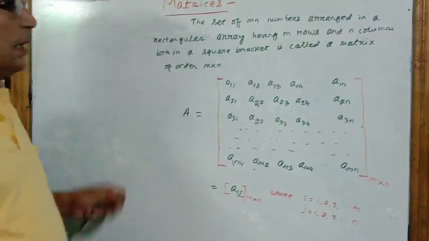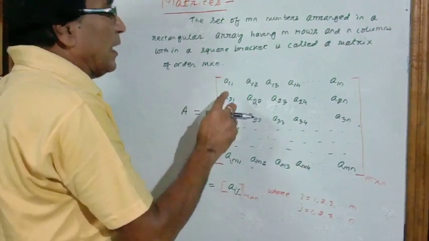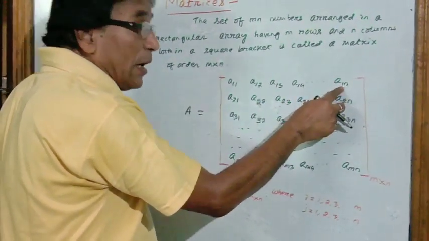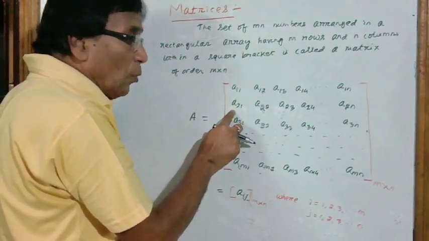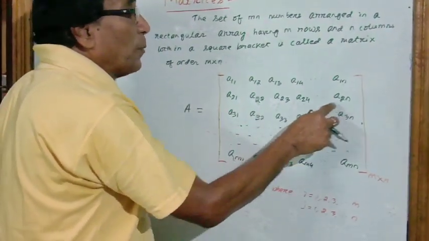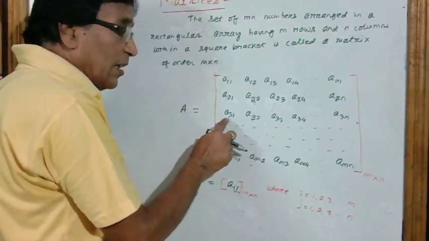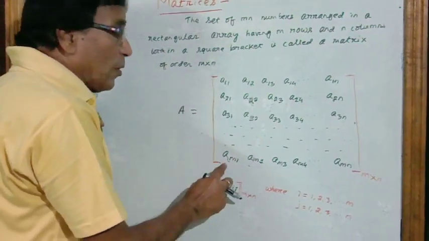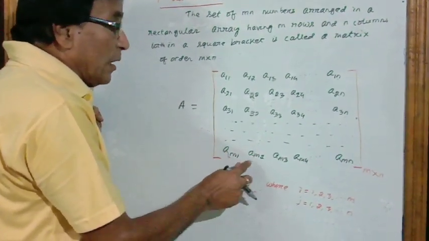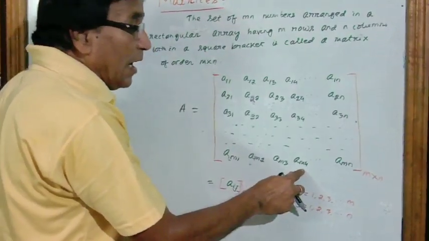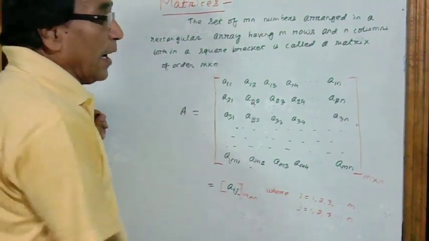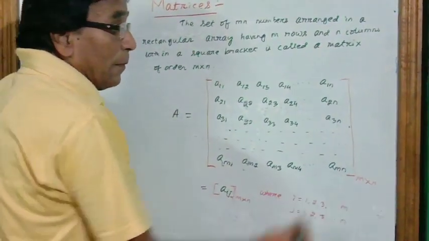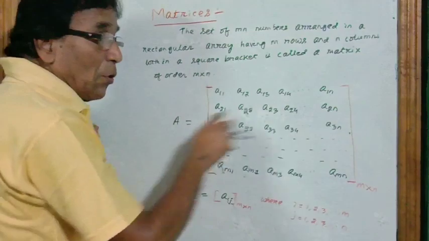That means here you see in the first row I will take the elements a11, a12, a13, a14, a1n. Second row a21, a22, a23 up to a2n. Third row a31, a32, a33, a34, a3n. Last row, the mth row, that is am1, am2, am3, am4 up to amn. That means how many total numbers are there? Total numbers are mn, which are arranged in how many rows?